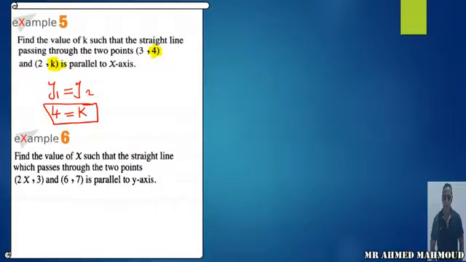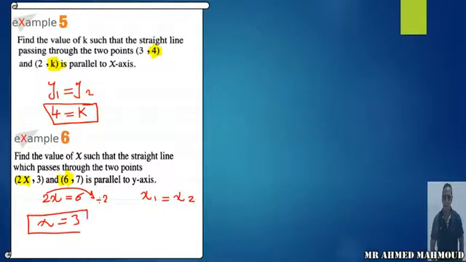Another one. Find the value of x such that the straight line passing through the 2 points (2x, 3) and (6, 7) is parallel to the y-axis. Here, parallel to the y-axis, then x1 equals x2. Then we get 2x equals 6, because x1 equals x2. Dividing by 2, x equals 3. This is the value of x.